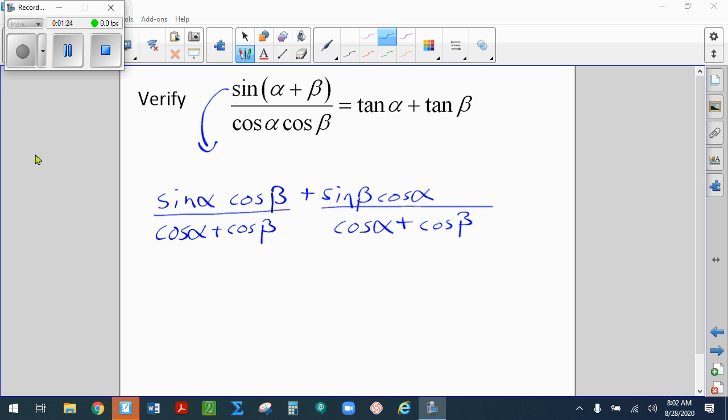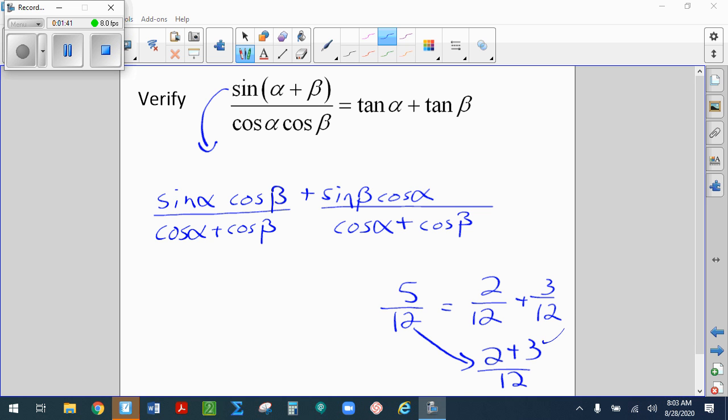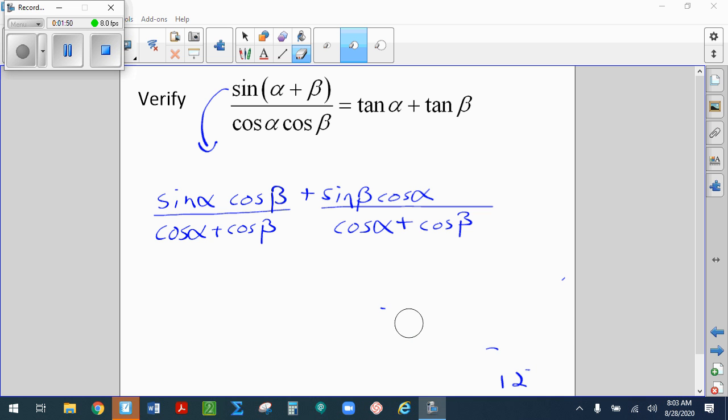For example, when we had 5 over 12, we had that as 2 over 12 plus 3 over 12, right? Or 2 plus 3 over 12. So 5 over 12 was 2 plus 3. 2 plus 3 can be broken down into two parts. If the numerator has a couple terms, you could split it up. If the denominator has a couple terms, you cannot.